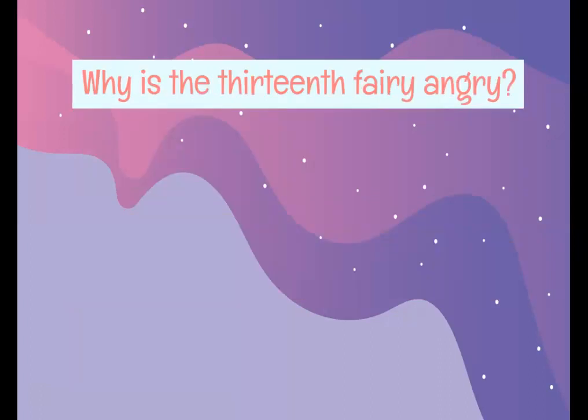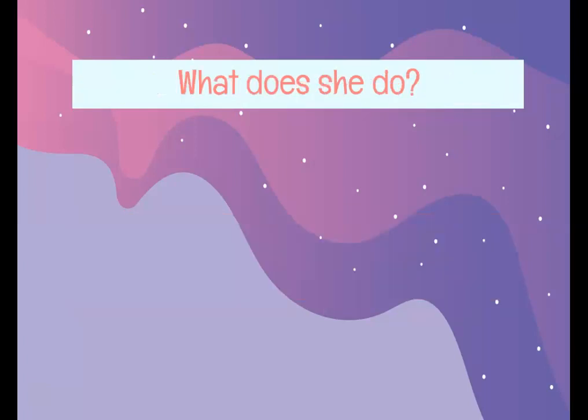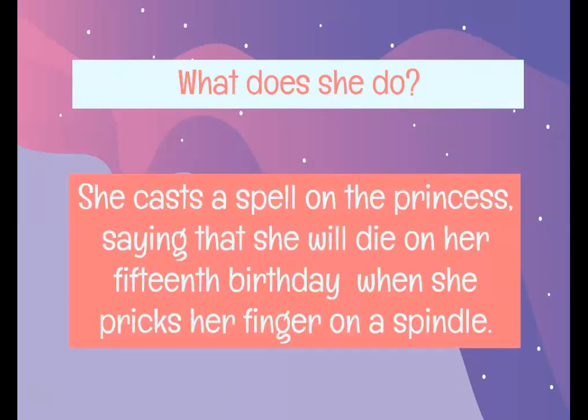Why is the 13th fairy angry? The fairy is angry because she was not invited to the feast. What does she do? She casts a spell on the princess, saying that she will die on her 15th birthday when she pricks her finger on a spindle.